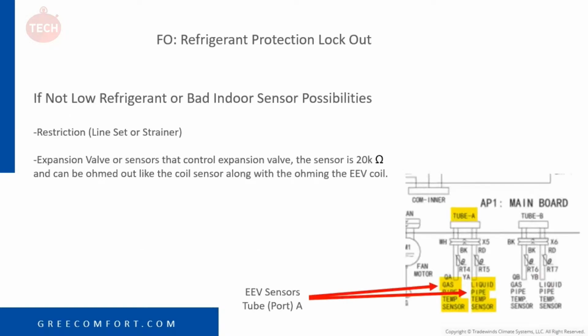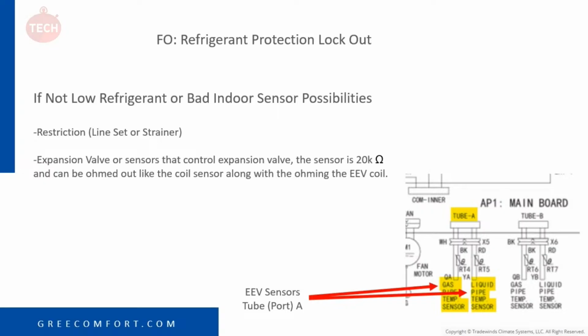A couple things here. If we get an FO code and it's not low on refrigerant or a bad indoor coil sensor, we could possibly have a line set or strainer restriction, or we could have an expansion valve or sensors that control the expansion valve issue. I have arrows pointing to those sensors.